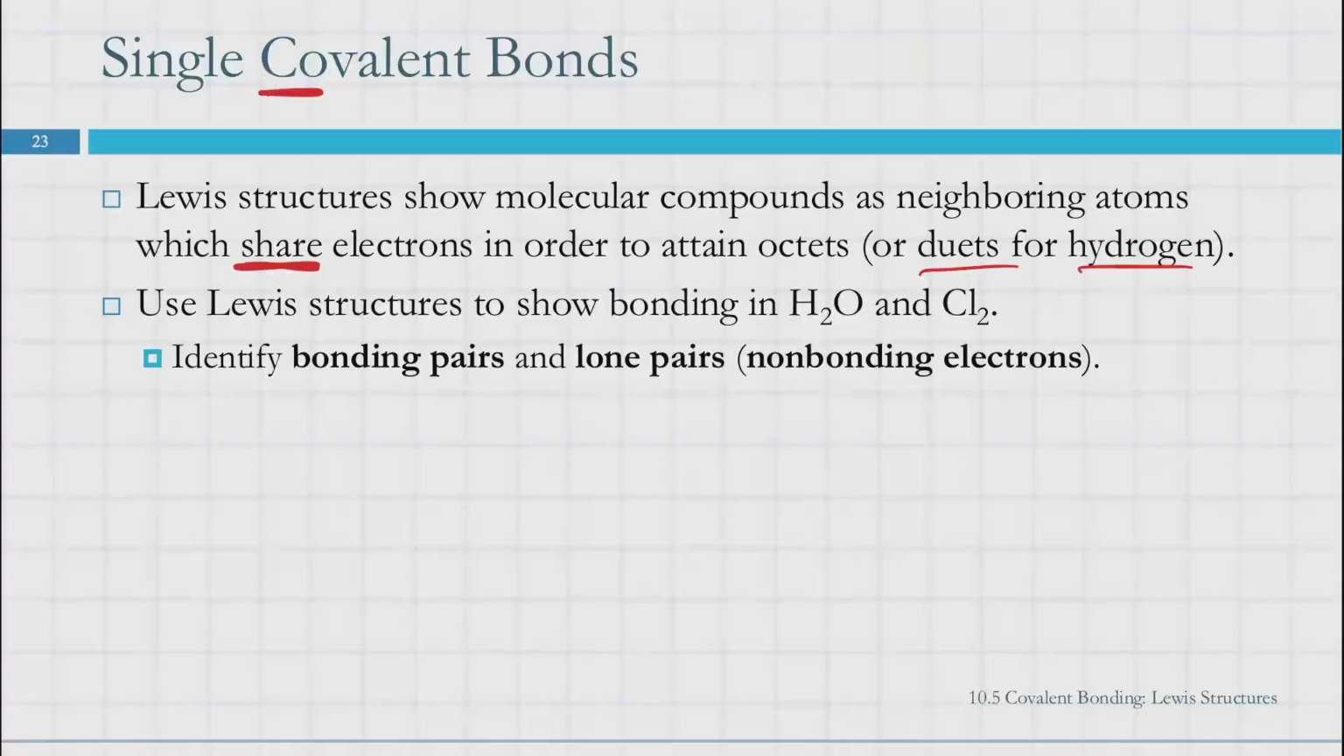We can use Lewis structures to show bonding in H2O and Cl2. The thing that we need to start with is placing our atoms. So for H2O, generally we like to have things be nice and symmetrical. If we look at our Lewis dot structures for each of these individually, our hydrogens have 1 electron. Our oxygen has 6 valence electrons. So our Lewis structures would look something like this.